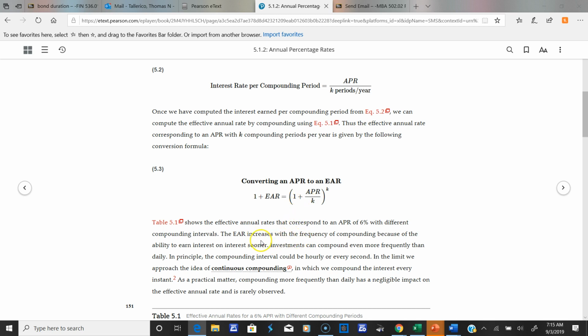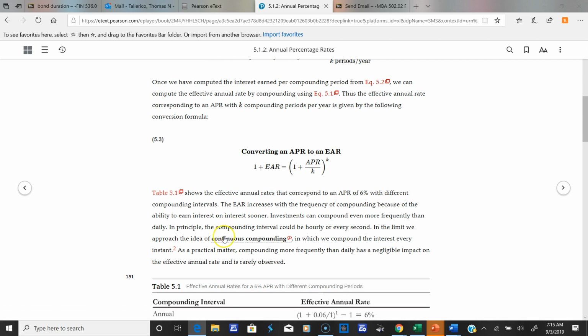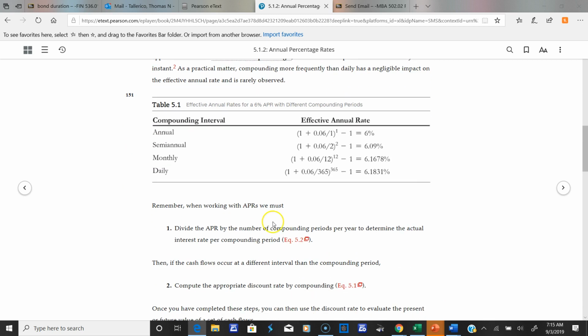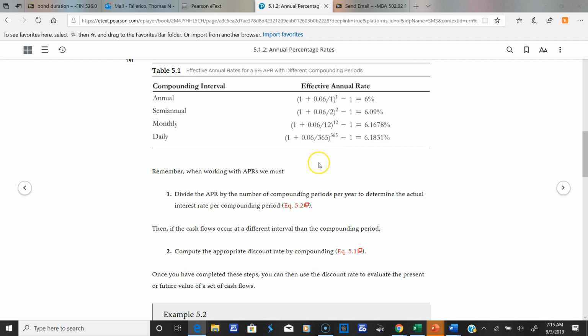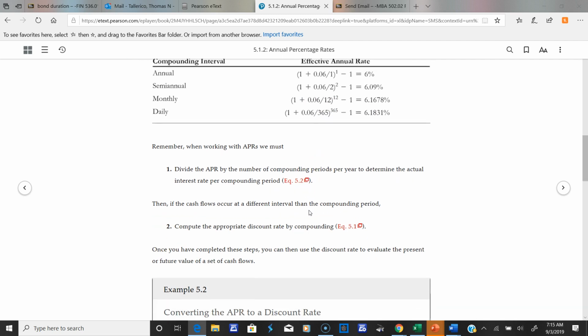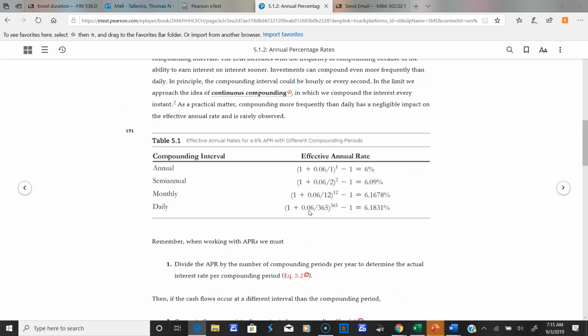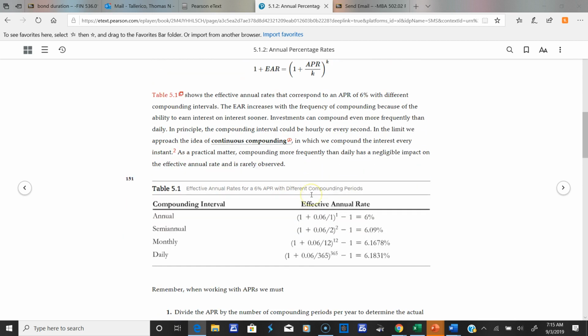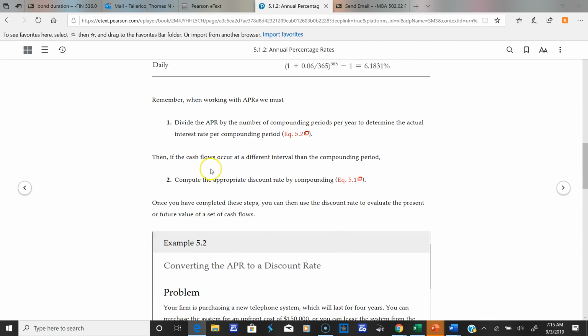As you should be aware, this effective rate will increase with the frequency of compounding. And we're going to talk about continuous compounding soon. We'll have the exponential function and we'll discuss that. So here's a nice table of different compounding intervals and the effective annual rate. Here you divide by the number of compounding periods, and here's a nice little example, 2 steps on how to do it.